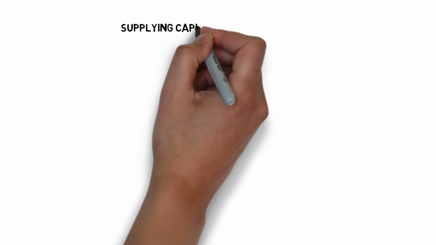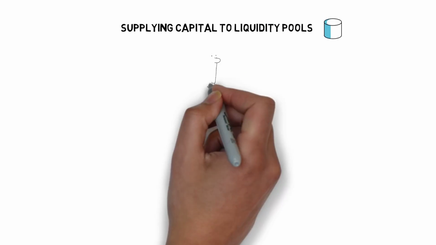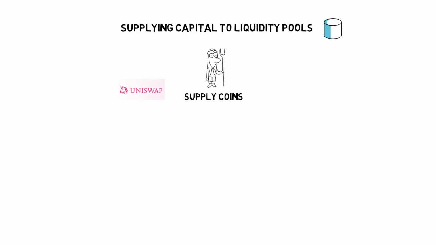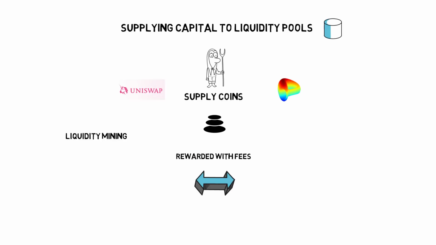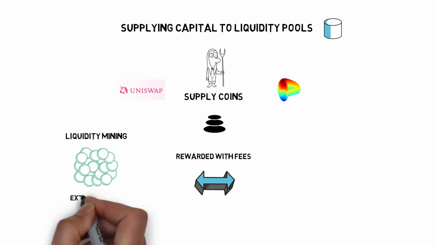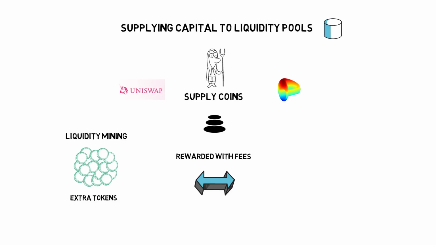Supplying capital to liquidity pools. Yield farmers can supply coins to one of the liquidity pools in protocols like Uniswap, Balancer, or Curve and get rewarded with fees that are charged for swapping different tokens. Again, liquidity mining can supercharge this. So, for example, by supplying coins to certain liquidity pools, farmers are rewarded with extra tokens. Balancer is a good example of a protocol that rewards liquidity pool suppliers with extra BAL tokens, increasing their APY.